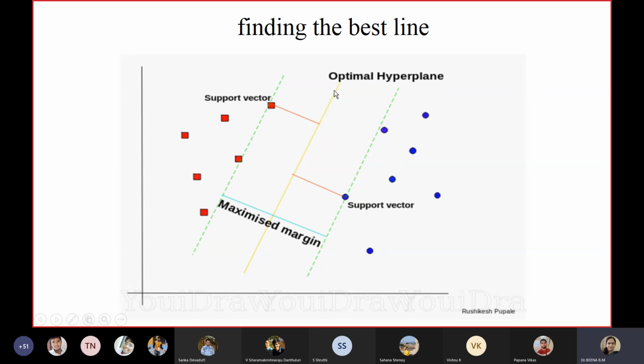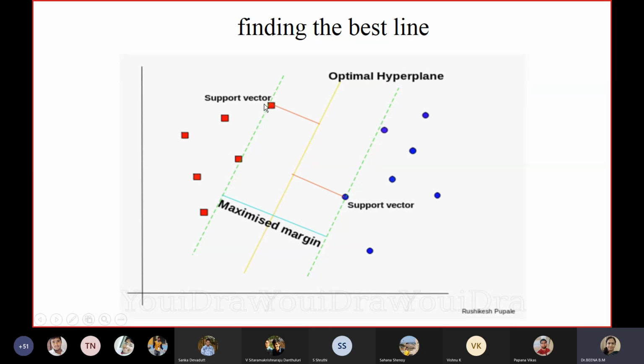Okay, by this line. So what are these? This is a support vector belonging to class A. Let us assume that this is class A and class B. This is a support vector of class A, and this is a support vector of class B. Now, what are the support vectors? Support vectors are the data points that are very close to the line.